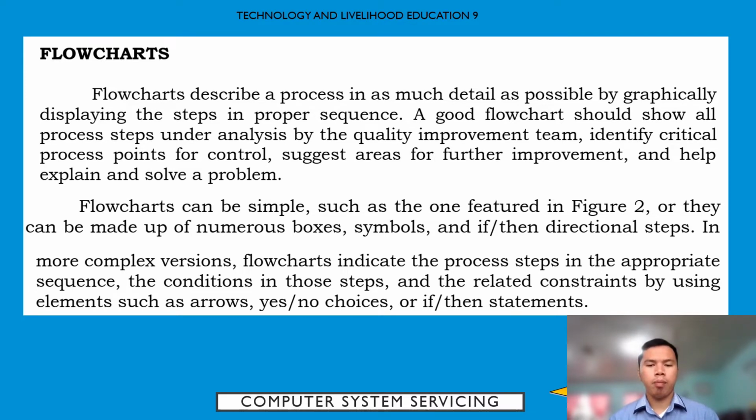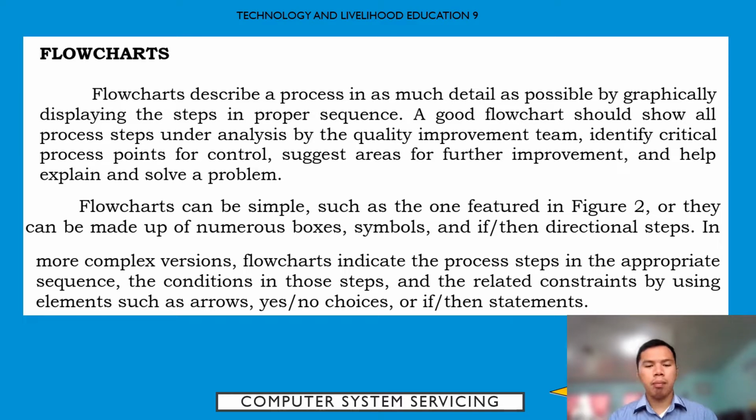Flowcharts can be simple, such as the one featured on the next slide, or they can be made up of numerous boxes or numerous steps. They can also be made up of numerous symbols and if or then directional steps. In more complex versions, flowcharts indicate the process steps in the appropriate sequence, the conditions in those steps, and the related constraints by using elements such as arrows, yes or no choices, or if-then statements.